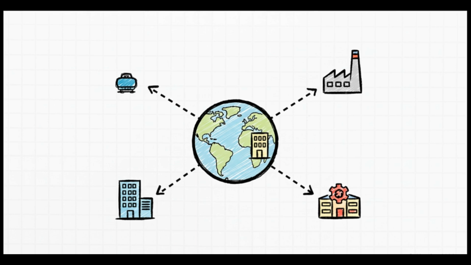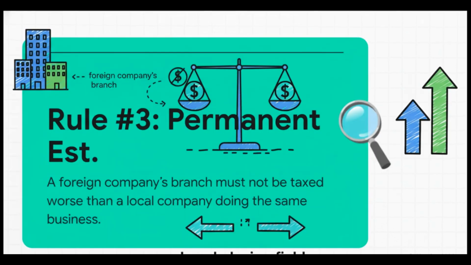And that brings us right to rule number 3, which is all about that PE we just talked about. It says that a foreign company's local branch, its PE, cannot be taxed more harshly than a local company that's doing the exact same kind of business. It's all about creating a level playing field.